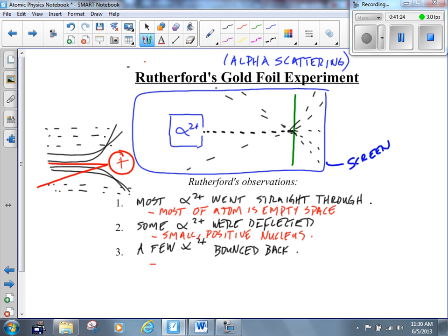Some of them went straight back. What does that tell you about the middle there? Well, it tells you that if you ran at top speed across the football field and you bounced back, then you must have hit something that was heavy, right? Something that was dense. A big football player, a dense football player. I mean heavy football player. That's what I mean by that, right? The nucleus has got to be heavy. The nucleus has got to be dense.